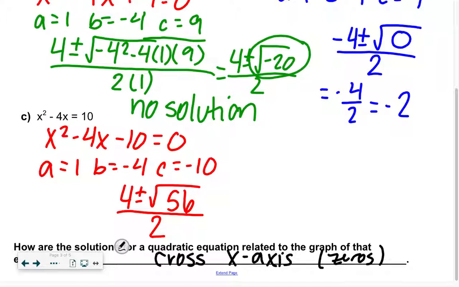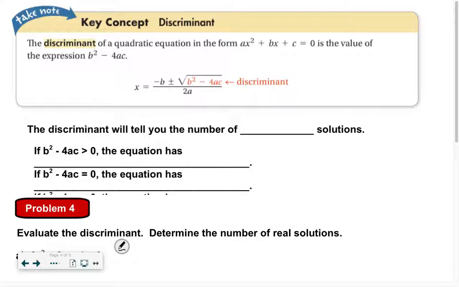Okay. So like I said, we're talking about the discriminant, just the part of this that is in the square root. Like we've kind of figured out, that tells us the number of real solutions. Later on in the year, we'll talk about complex stuff. Right now, we're keeping it simple with real solutions.